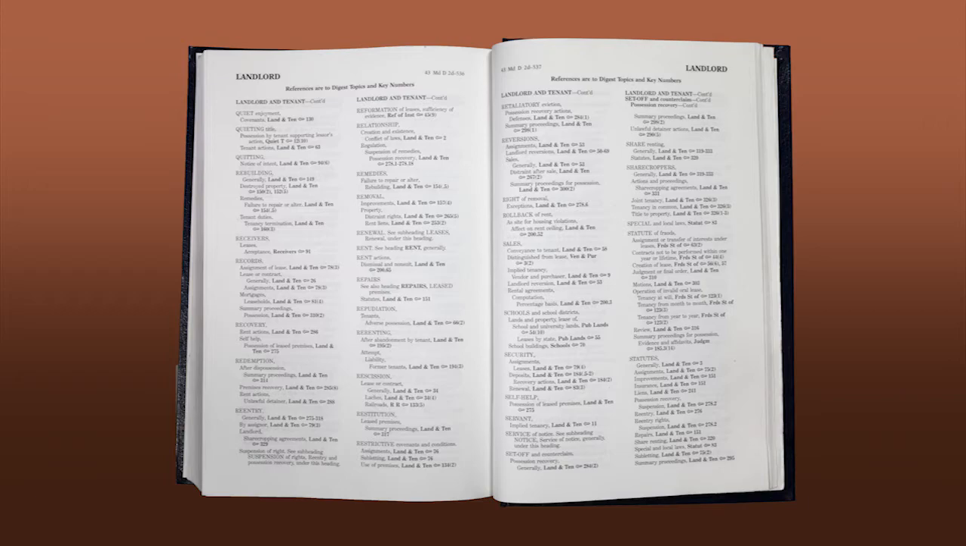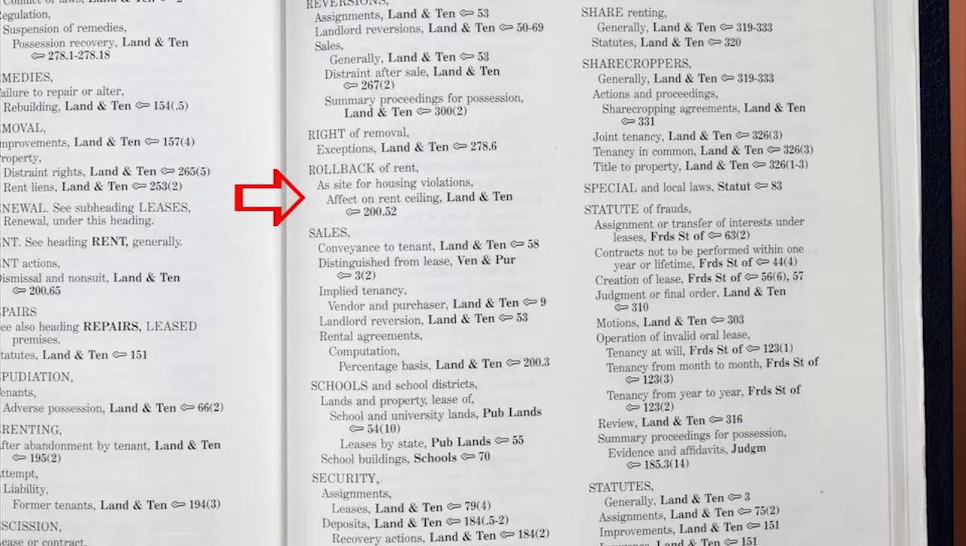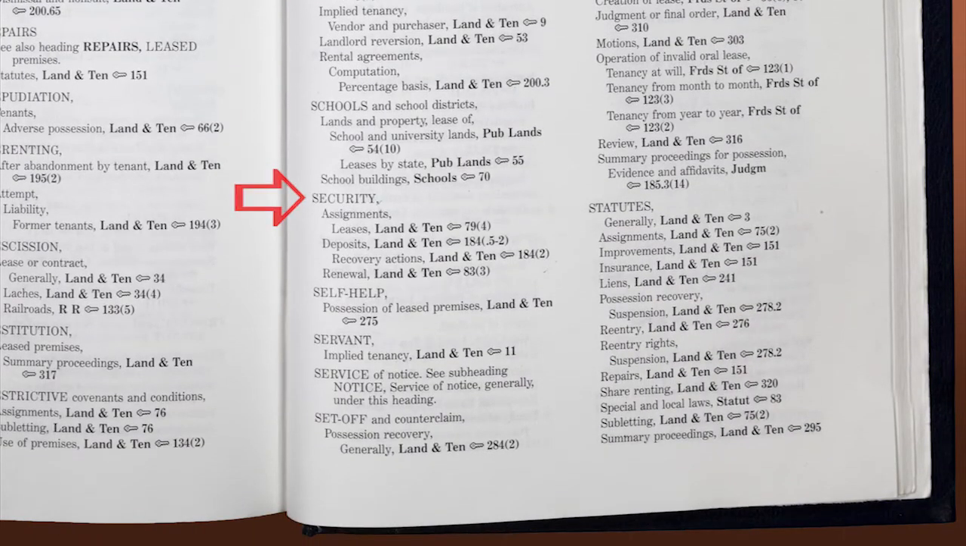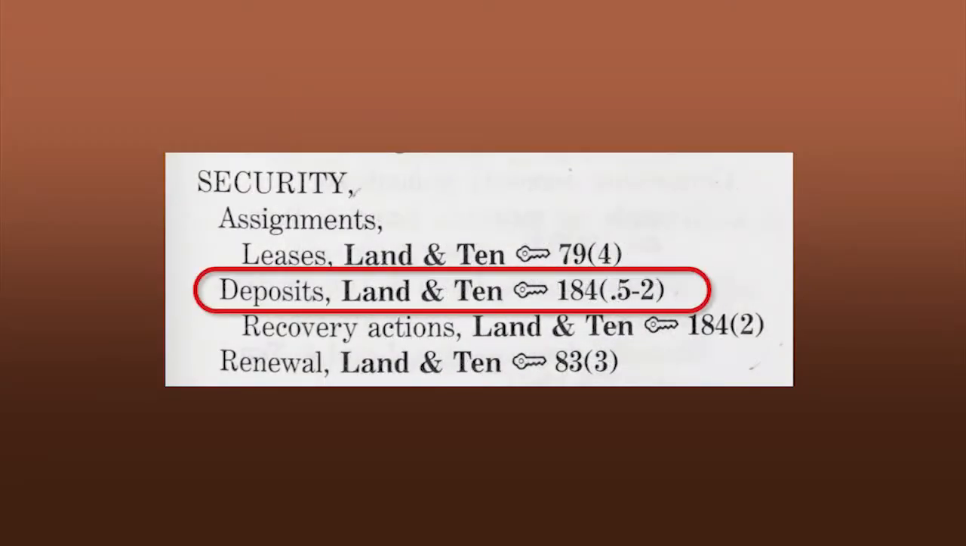Using the internal cross-referencing, you would go to the landlord-tenant section of the index, and reading through the entries, you find an entry for security. Under landlord-tenant security, you find an entry for deposits. Land and Ten, key 184, parentheses, 0.5-2, close parentheses. Land and Ten is the Digest abbreviation for the topic landlord and tenant. Key 184, parentheses, 0.5-2 means key number 184.5 through 184.2 under the topic landlord and tenant.